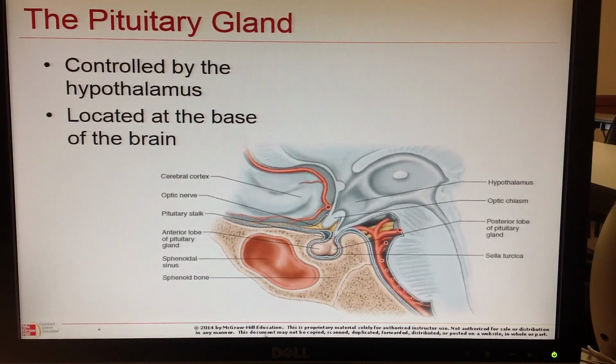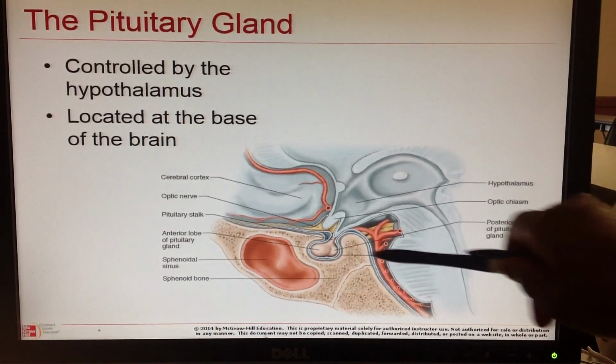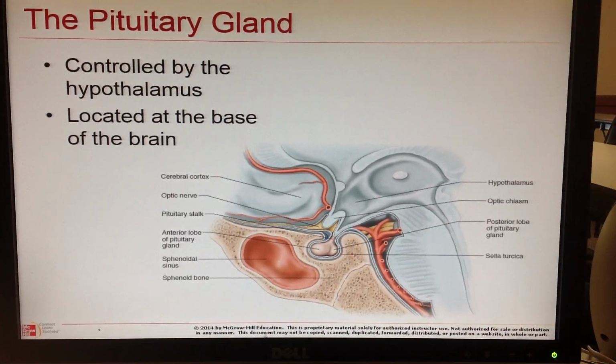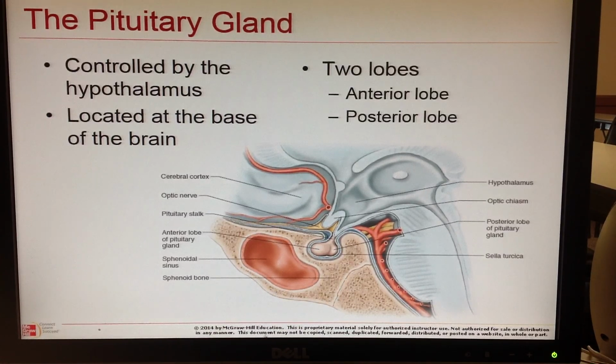So the hypothalamus tells the pituitary what to do. Once again, you can see the hypothalamus here, and the pituitary is instructed by the hypothalamus. And as I said, remember, a good test question is, the pituitary is divided into an anterior lobe and a posterior lobe.